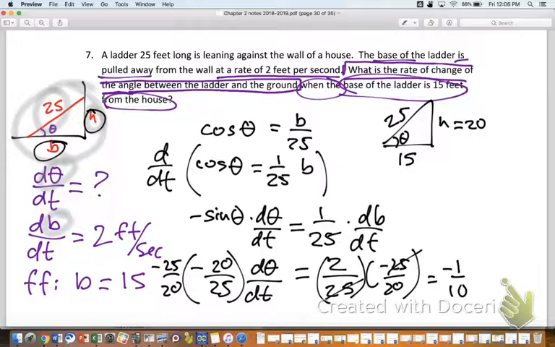Did anybody take it all the way there? Anybody get all the way home to negative 1/10? Oh, sorry, I wish you would have. There were quite a few folks that I saw that got to about here, and they were like, what do I do with sine of theta? I thought that was pretty good. Really did.